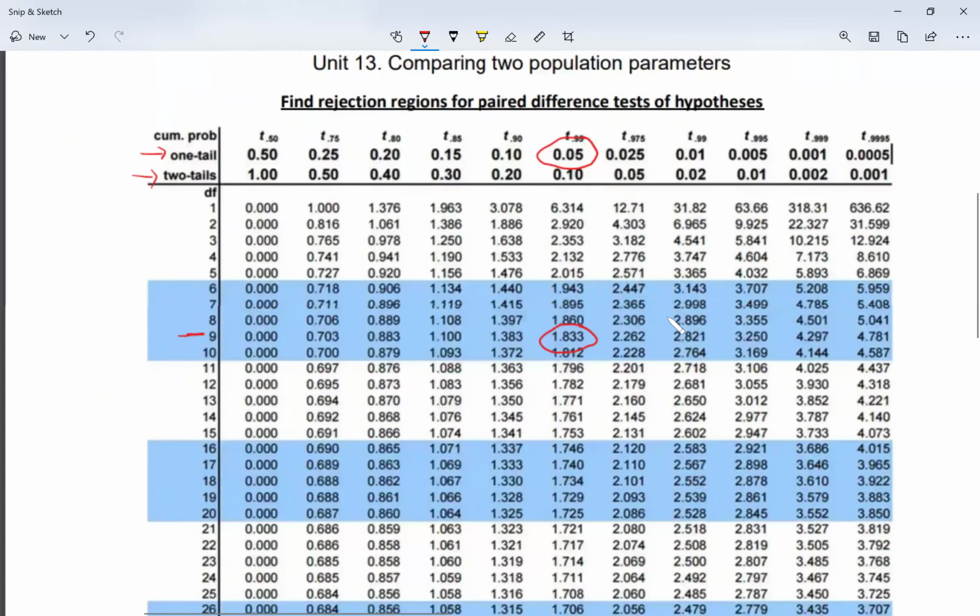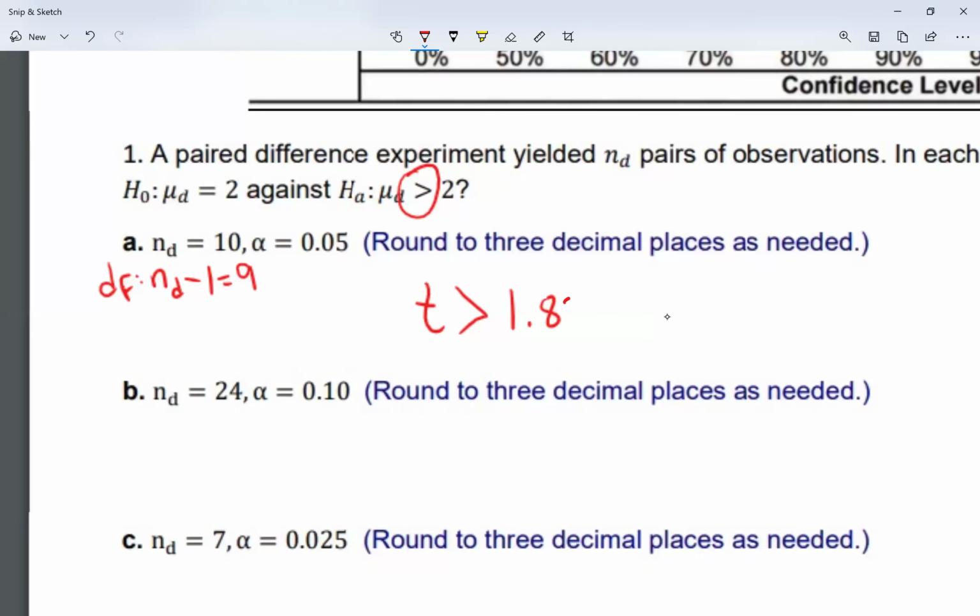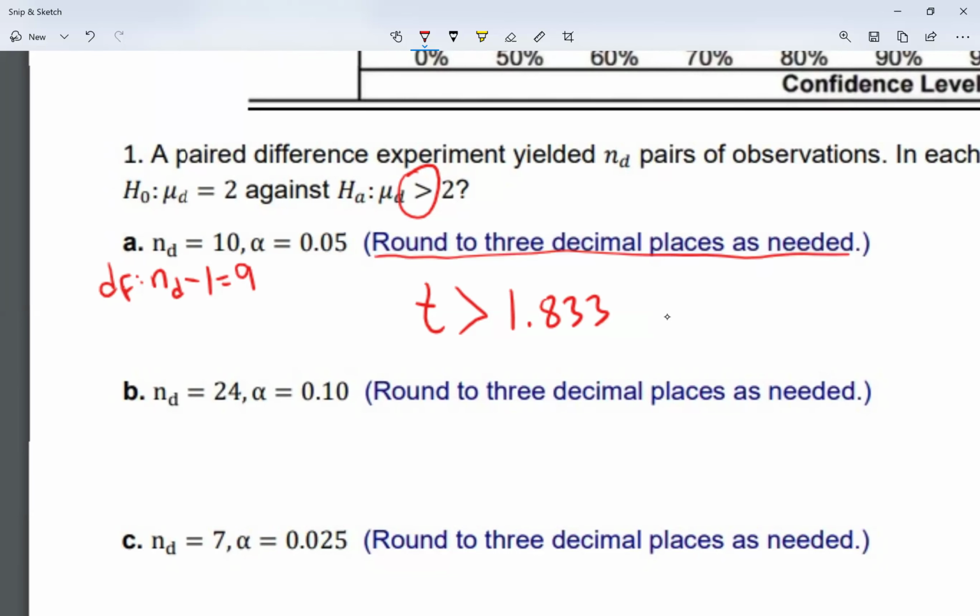Okay, so according to my table here, it is 1.833. So let me come back to my answer here. And it's 1.833. I read the instructions, round to 3 decimal places as needed. Oh, I already have it at 3 decimal places. So I'm good to go.